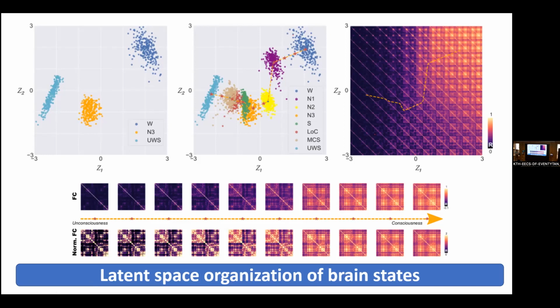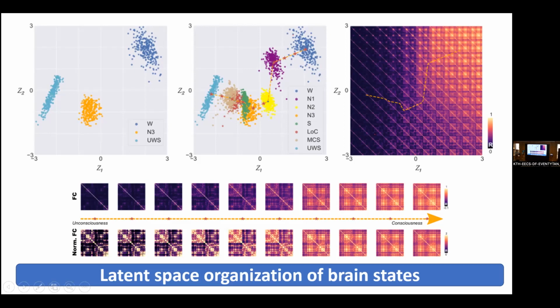The first interesting result is that all the states are organized into a 1-dimensional manifold embedded in this 2-dimensional latent space, and organized in the sense that there's a direction of loss of consciousness. We start with wakefulness here in the upper right side, and as you go along this manifold, you encounter different brain states as you reduce the level of consciousness: early sleep, deep sleep, sedation, loss of consciousness due to anesthesia, minimally conscious state, and unresponsive wakefulness. This is why we think it's interesting: we get an organization of these brain states in this 2-dimensional latent space, and the organization seems to represent a direction of loss of consciousness.